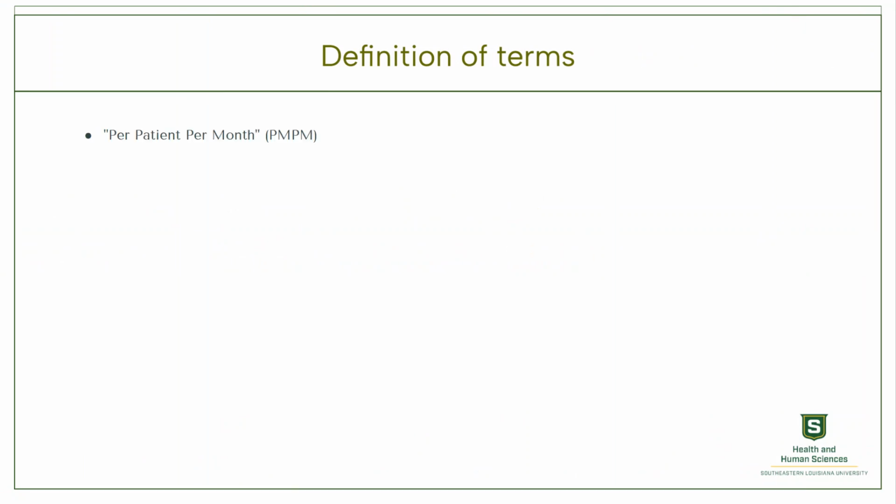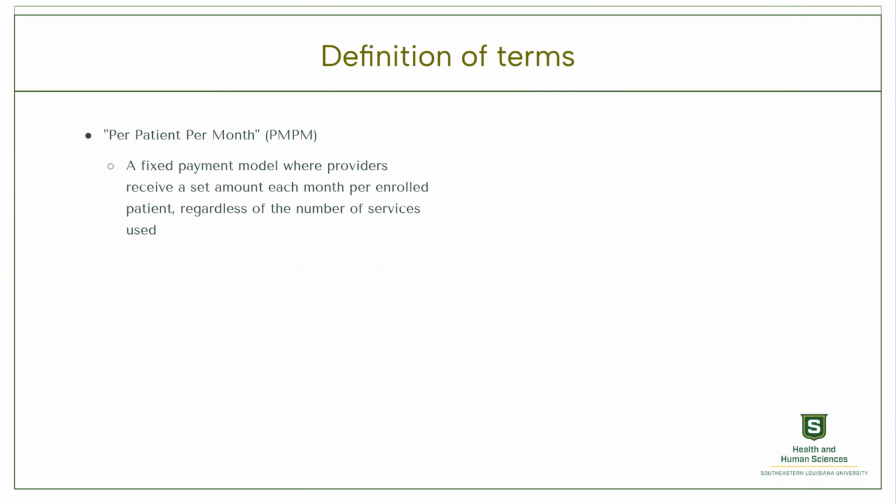I'm going to start by explaining what per member per month, or PMPM, means. It is a fixed payment model where providers receive a fixed amount of money every month per the patients that are enrolled with them, regardless of the number of services that they use. Not so much patients that are enrolled as patients that use the services, that walk into the offices or have some form of consultation.